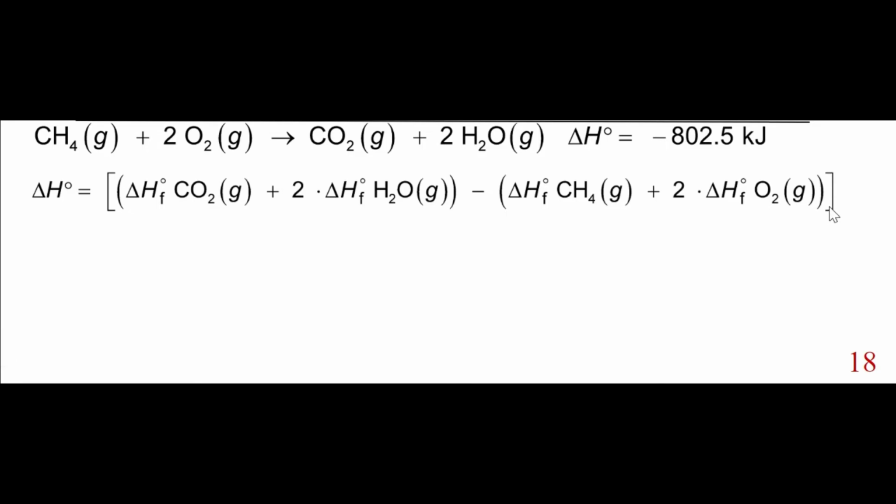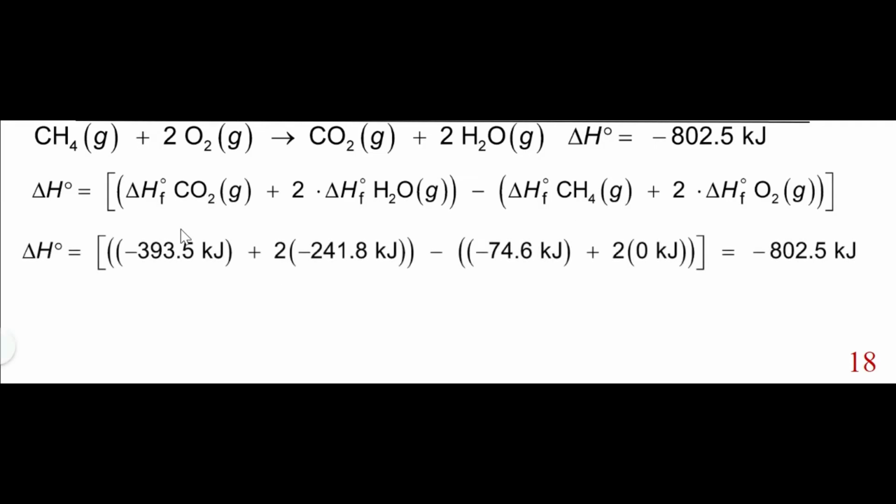So we can see this is our setup. Products minus reactants, and the coefficients tell me how many of those things I need. From here, we just plug in our values. Those values I showed you guys earlier, we have values for everything. The value for my CO2 is going to be negative 393. The value of my H2O is going to be negative 241.8. The value of my CH4 is going to be negative 74.6, which we see here. And I have a value of 0 for O2.